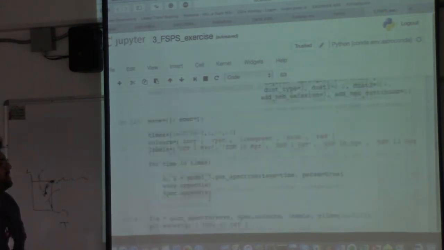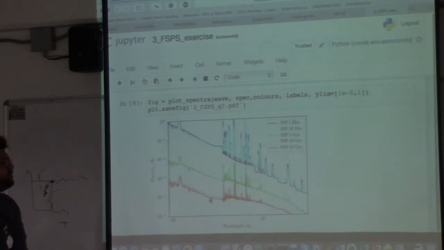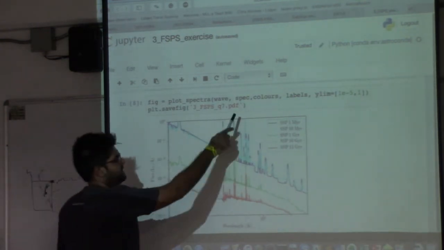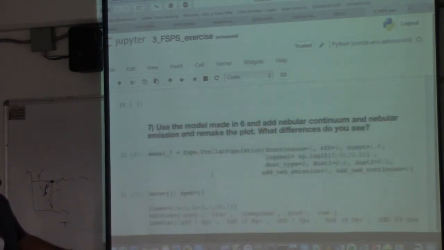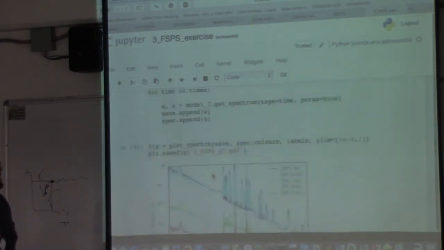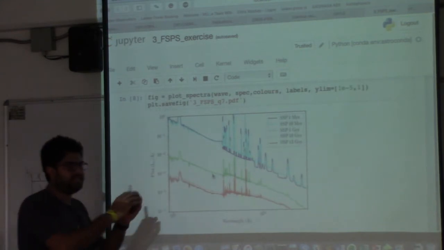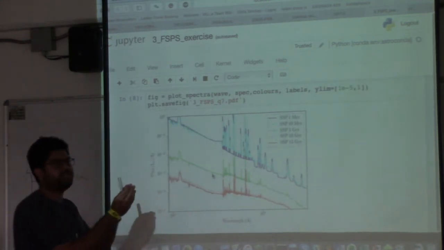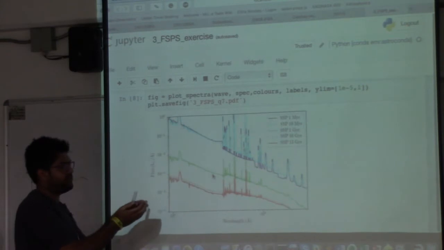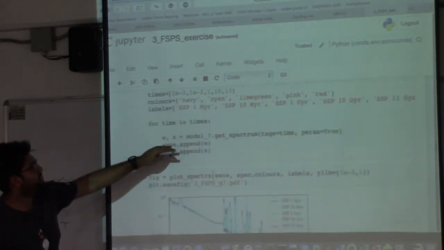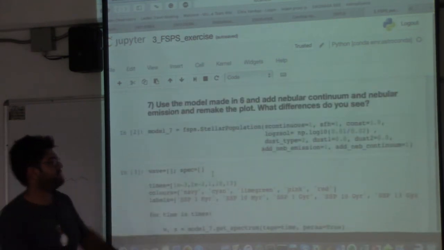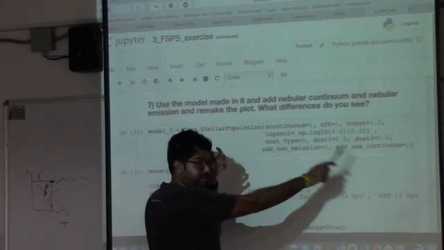And then you can add nebula emission lines and the nebula continuum, and you can see that now the lines pop up from the spectrum. So earlier there were no lines. And there are two things. There is a continuum coming from the HII regions as well. So you can, if you want, remove the emission lines but keep the nebula continuum and then see what the differences are, because these are two different parameters.